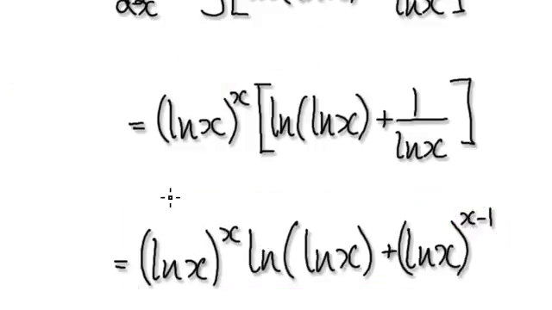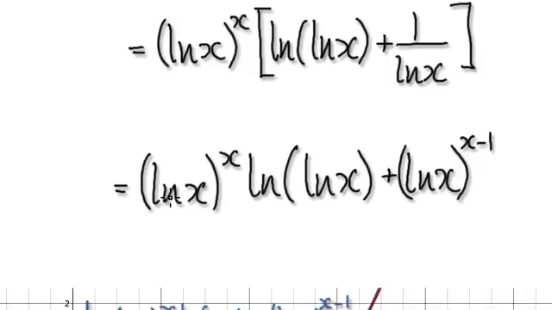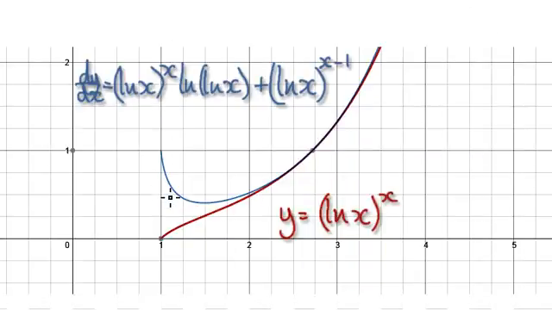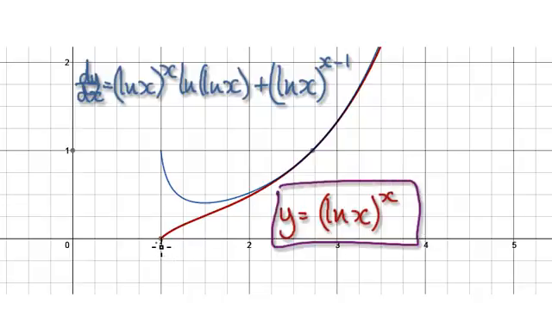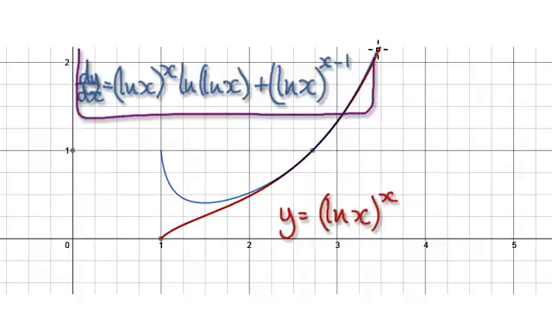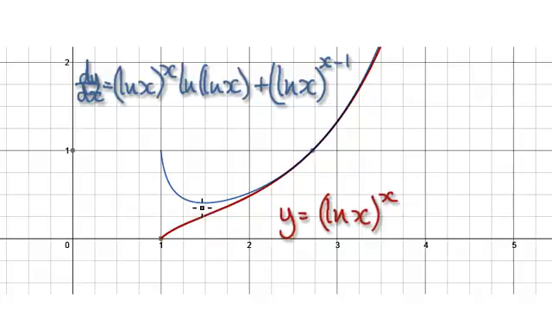And just to check for yourself, get a graph plotter, plot the original y here. This was our original y here. It will then give you this red line here, and then plot the derivative, which was this here. It will then give you the blue line. So have a quick glance. It does seem to make sense.